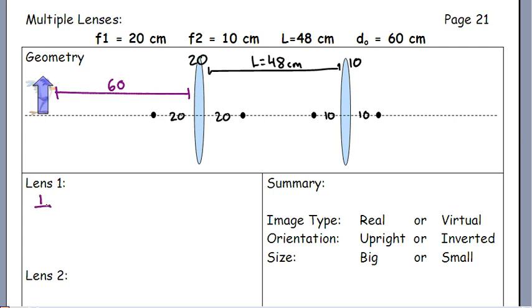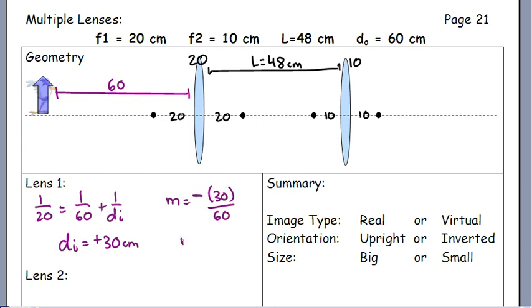So I would go 1 over the focal length of 20 is equal to 1 over the object distance of 60 plus 1 over di. And when I tried that out, I ended up with a di of positive, so it's real, 30 centimeters. Then I checked out the magnification because I was curious. Of course, it has an opposite sign in it. I put the positive 30 in, divided by the 60. Looks like the magnification for that lens is negative 1/2.